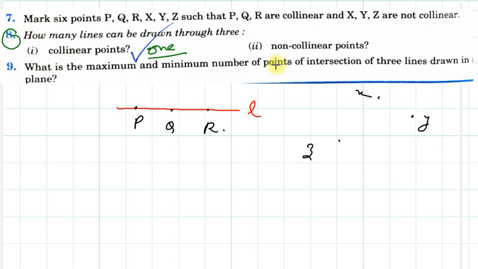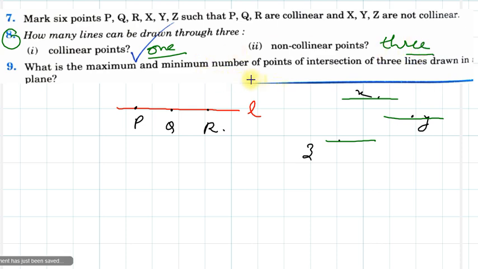Non-collinear. And how many lines can be drawn through three non-collinear points? We can draw one line here, two lines here, three lines here. The three non-collinear points can give us three lines, right?